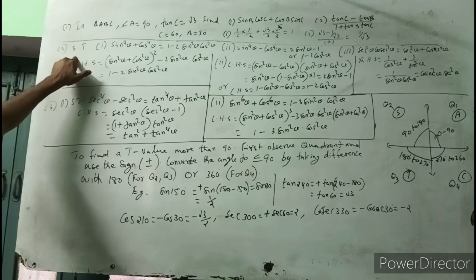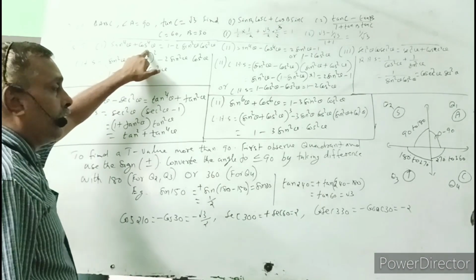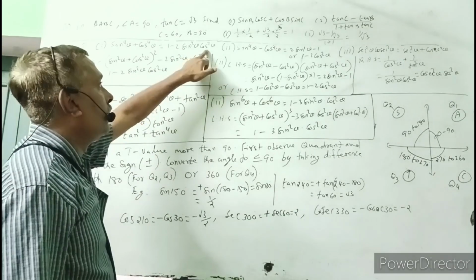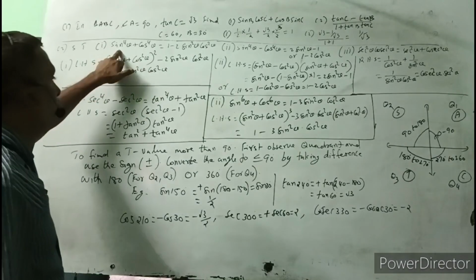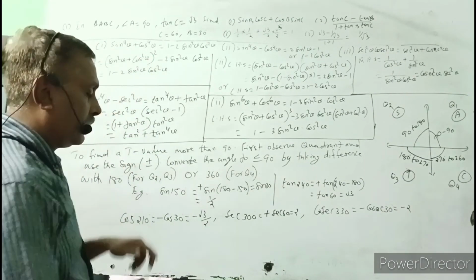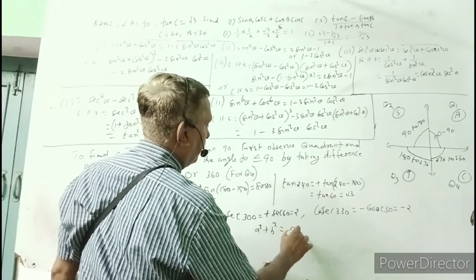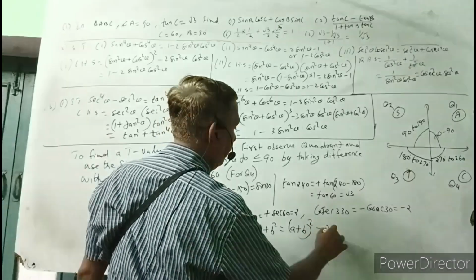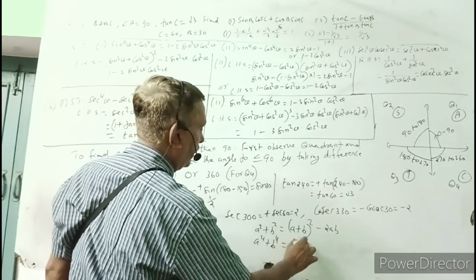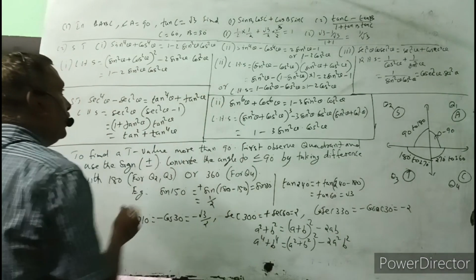The second question now uses identities. Sin raised to 4 theta plus cos raised to 4 theta is equal to 1 minus 2 sin square theta cos square theta. Here you use a square plus b square, one identity we studied. A square plus b square is the same as a plus b the whole square minus 2ab. If it is a raised to 4 plus b raised to 4, then a square plus b square the whole square minus 2a square b square. This identity I use there.